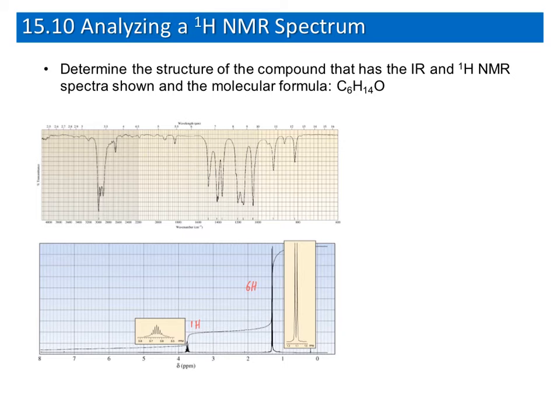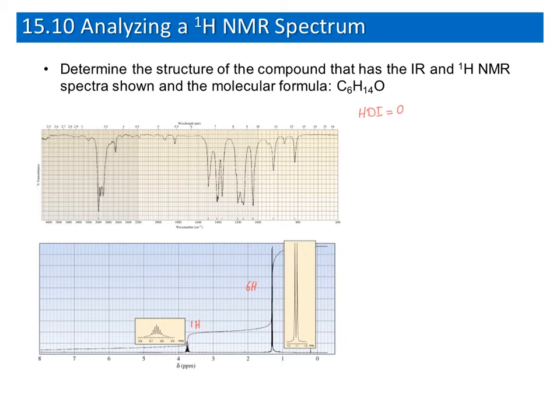Okay, so let's look at the molecular formula and calculate the HDI for that. The HDI here would be 0, meaning that we don't have any double bond, ring, or triple bond in this structure. Now if you look at the molecular formula, we have an oxygen here, and if you look at the IR, we don't see any C=O double bond at around 1720.